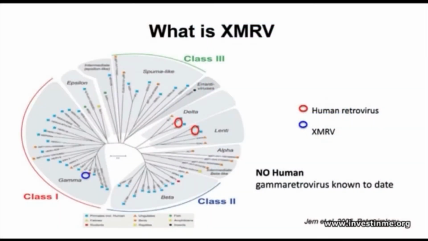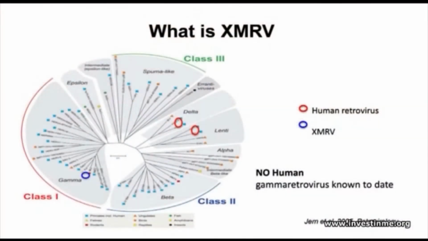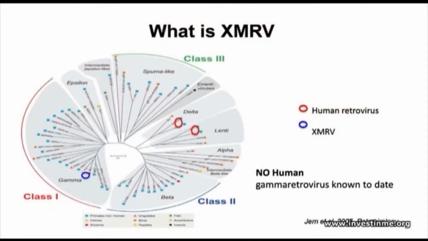So what are these viruses, these mouse gamma retroviruses? Well, there are two types of human retrovirus. There are the lentiviruses, HIV-1 and HIV-2, and there are the delta viruses, the HTLVs. Gamma retroviruses, which are found in mouse, are over this part of the tree and quite unrelated to the viruses found in humans. And nobody has ever found any gamma retroviruses in humans before.